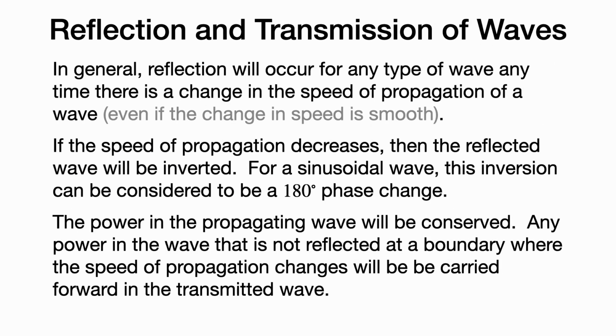In general, reflection will occur for any type of wave anytime there is a change in the speed of propagation of the wave, even if the change in speed is smooth. If the speed of propagation decreases, then the reflected wave will be inverted. For a sinusoidal wave, this inversion can be considered to be a 180-degree phase change. The power in the propagating wave will also be conserved. Any power in the wave that is not reflected at the boundary where the speed of propagation changes will be carried forward in the transmitted wave.